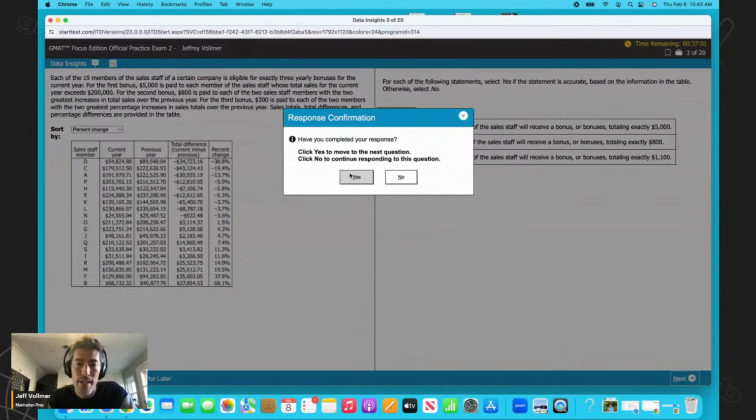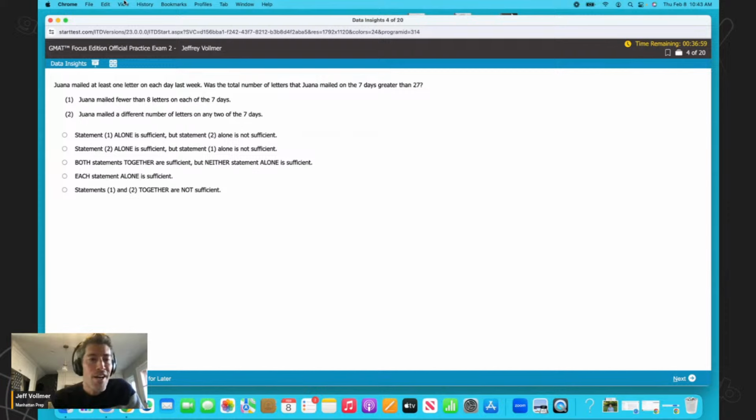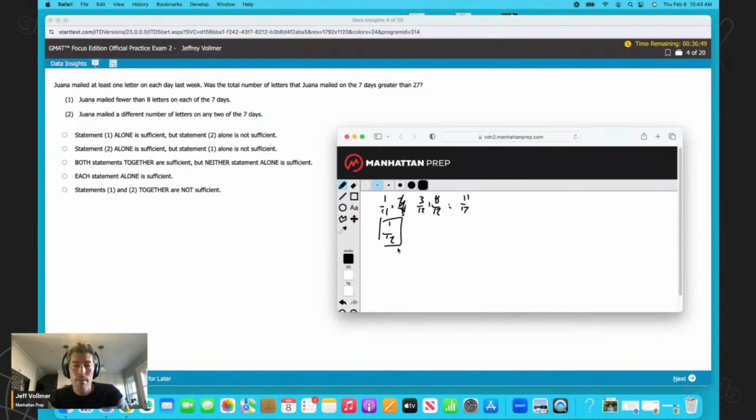Got to keep going. Okay, I think I got to hurry up. I'm talking too much. I mailed at least 1 letter each day last week. Was the total number of letters that she mailed greater than 27? All right. Cool. So total greater than 27. Let's go ahead and jot that down. I mentioned I was going to be faster, and here we go. Total more than 27? Question mark. It's a value question.